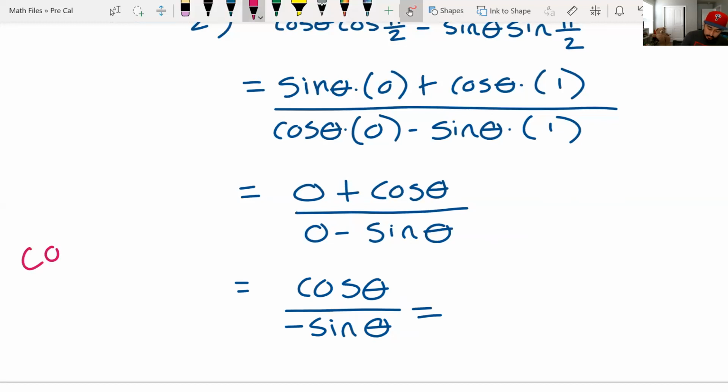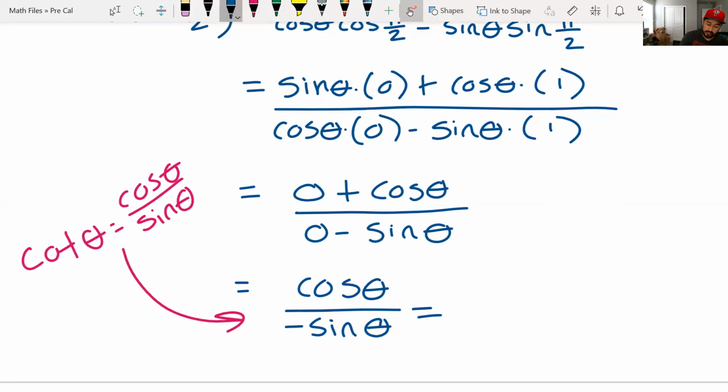And remember, cotangent theta is the same as cosine theta over sine theta, which means that this becomes negative cotangent theta.